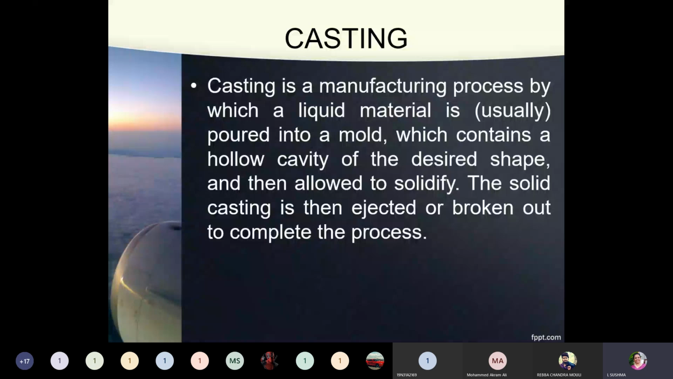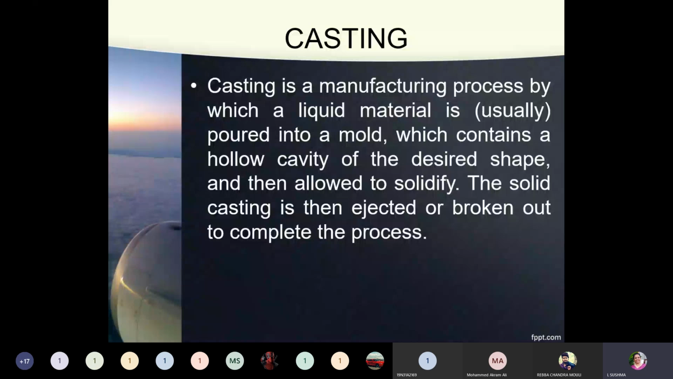On that pattern you will pour some sand and make that sand settle properly, and after that you will remove the pattern. When you remove the pattern, whatever shape the pattern had will remain as a hollow shape. After that you will pour the required molten metal. If you want to create an object with aluminium, you will pour melted aluminium liquid.